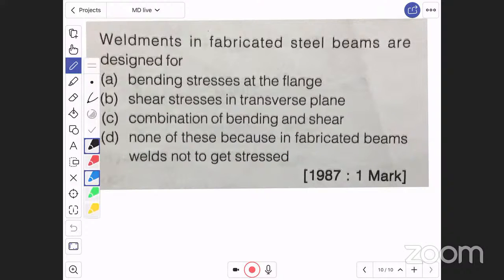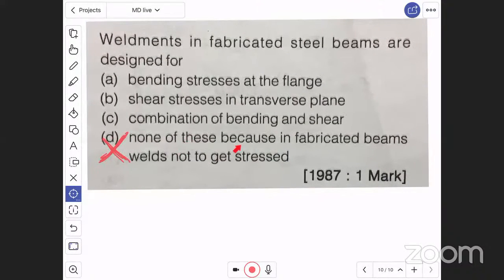Now option D is 100% wrong. Option D is 100% wrong. अगर none of this होता, अगर ये none of this होता आंसर, तो welded joint पढ़ना ही क्यों होता हमें, right? Therefore, option D is 100% wrong because any component we have to design for some stress. None of this we cannot say.